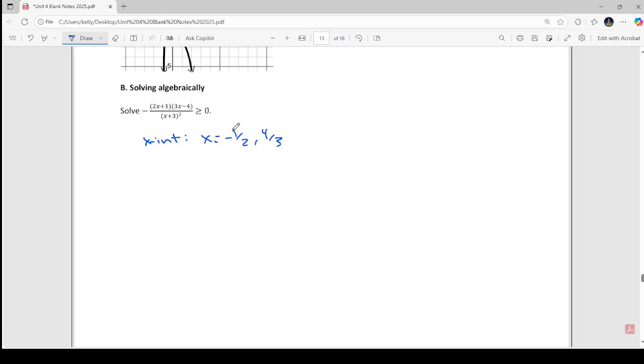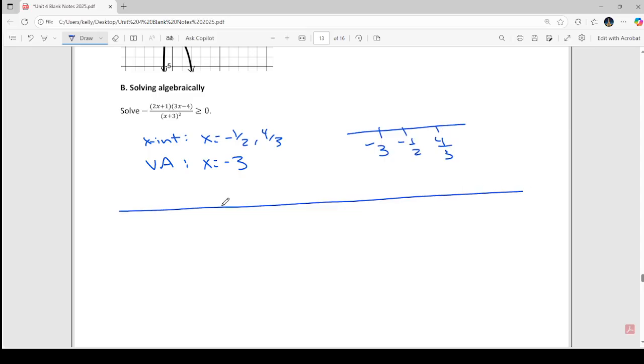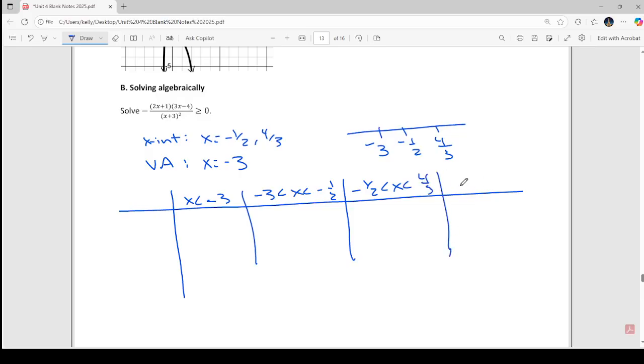So a function can change between positive or negative at an x-intercept, but also at a VA. And there's a VA here at -3. So these three numbers will cut up our domain and create our intervals. So everything less than -3, from -3 to -1/2, -1/2 to 4/3, and everything greater than 4/3.